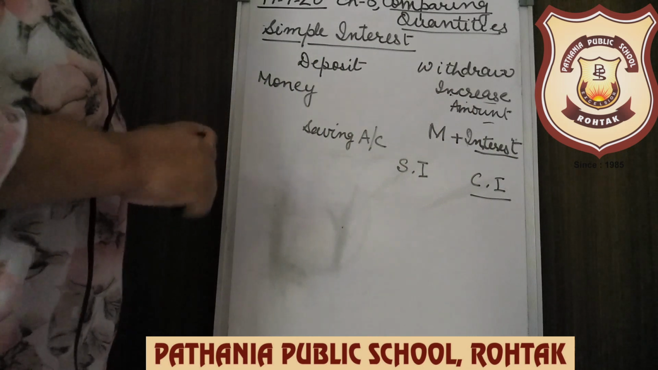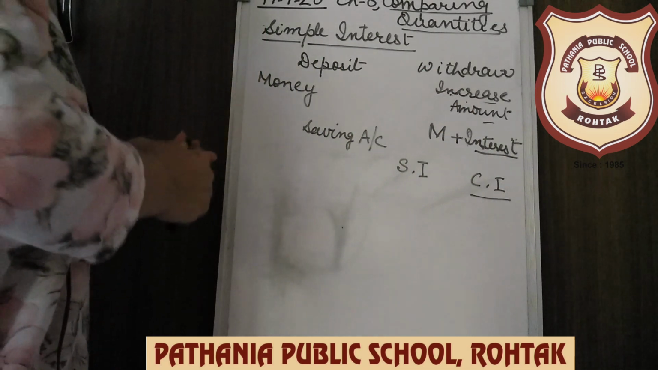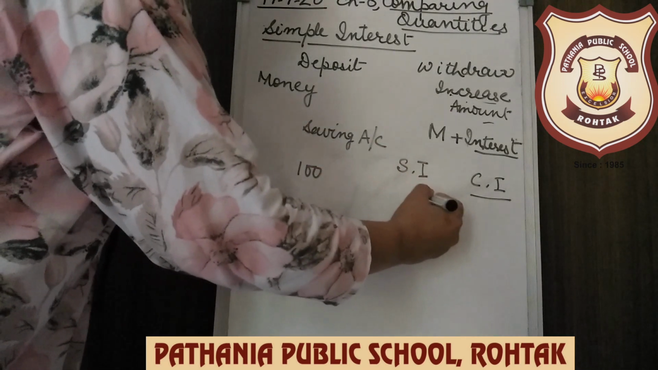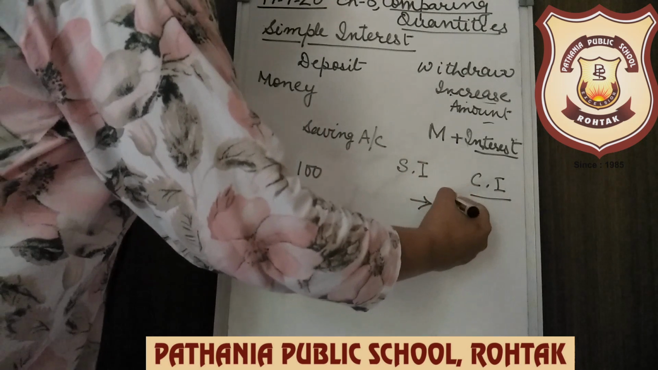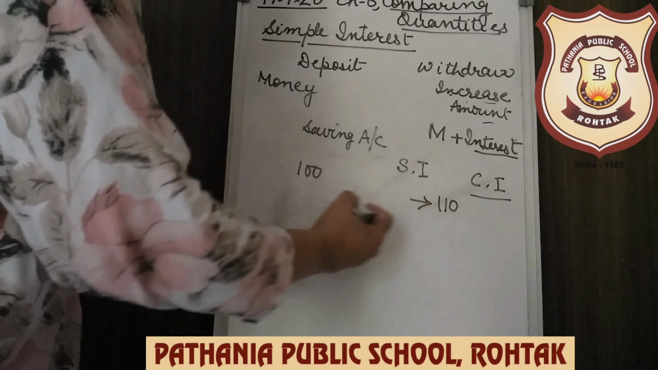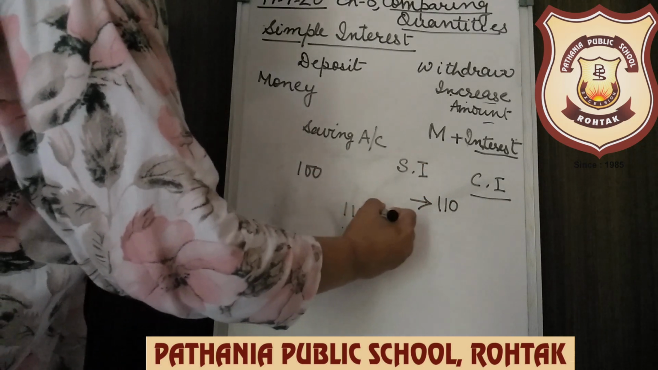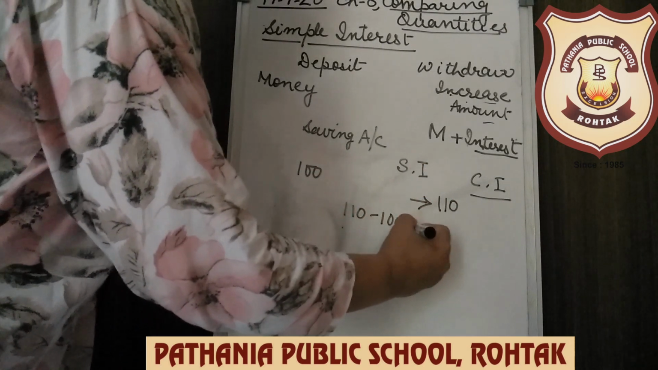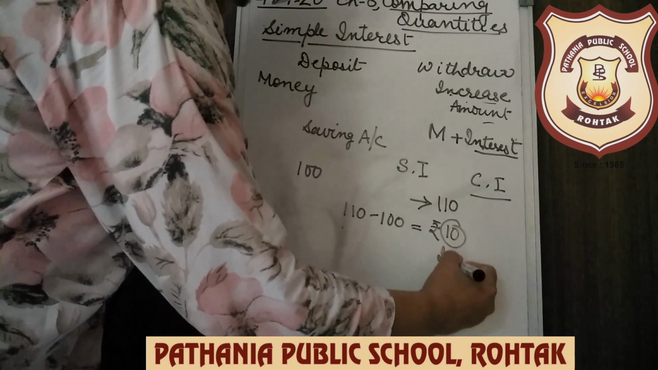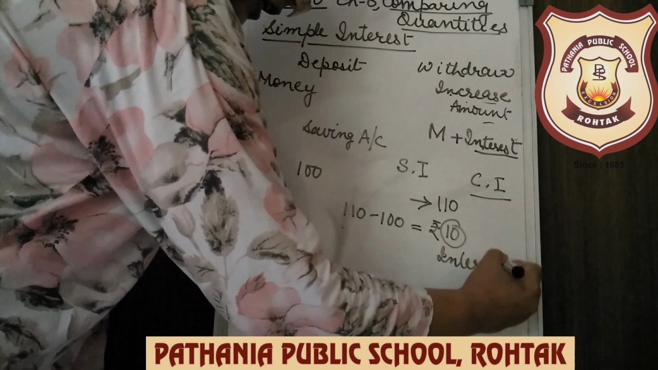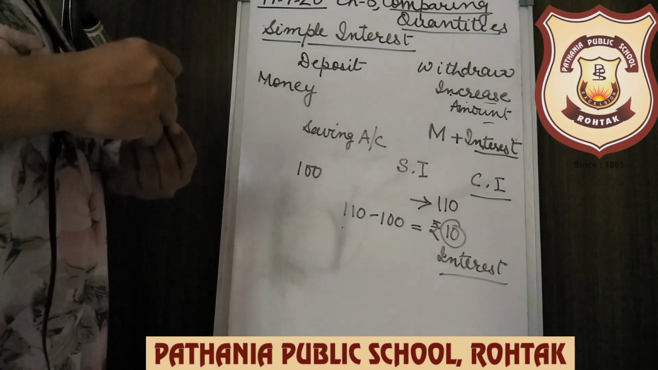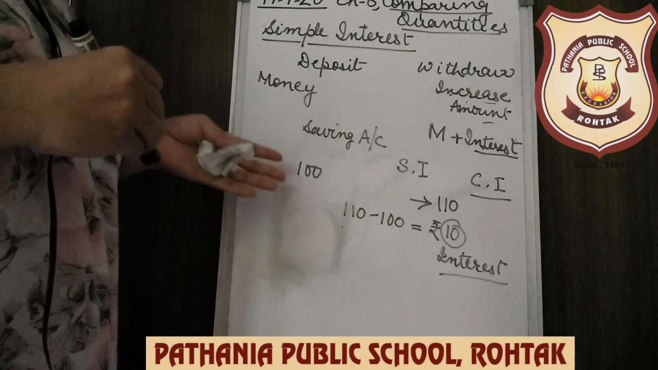Suppose I have deposited 100 rupees, but when I withdraw I get 110 rupees. So this increase, 110 minus 100, this increase of rupees 10 is called the interest. I hope this thing is clear. What is actually the interest?